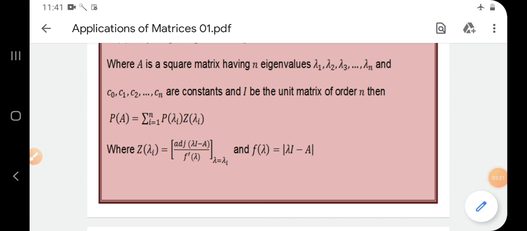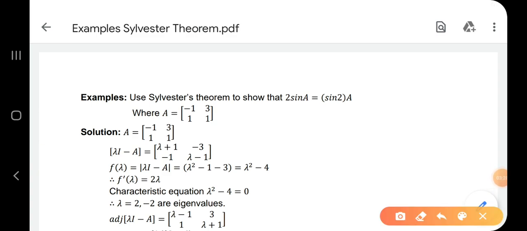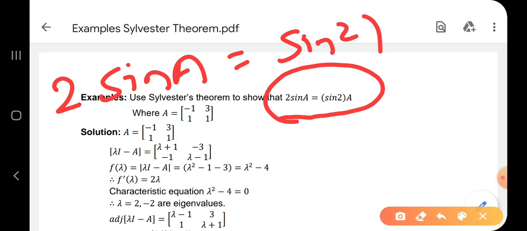Now we will solve one example based on this. Let us solve one example. Use Sylvester theorem to show that 2 sin A is equal to sin 2A, where matrix A is [minus 1, 3; 1, 1].